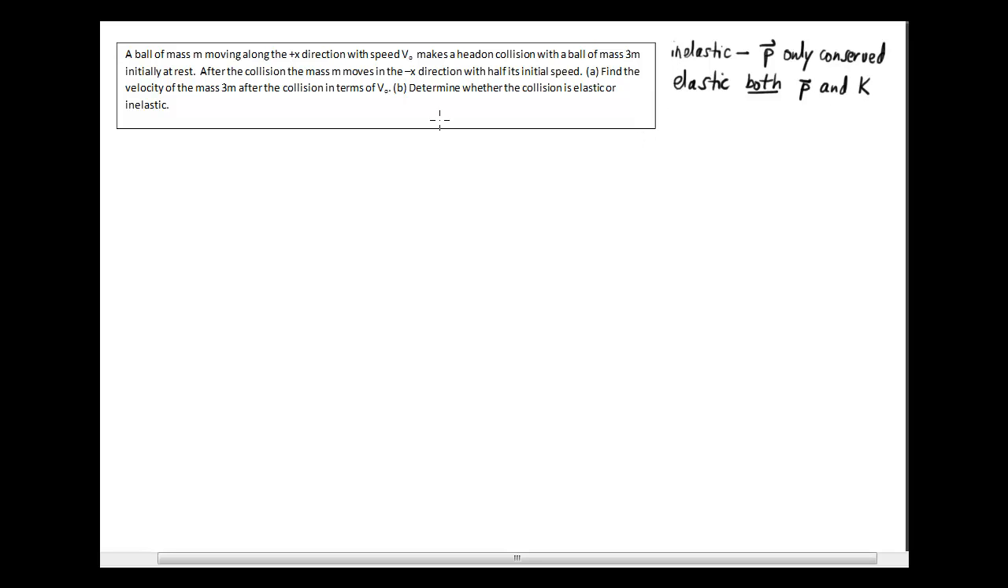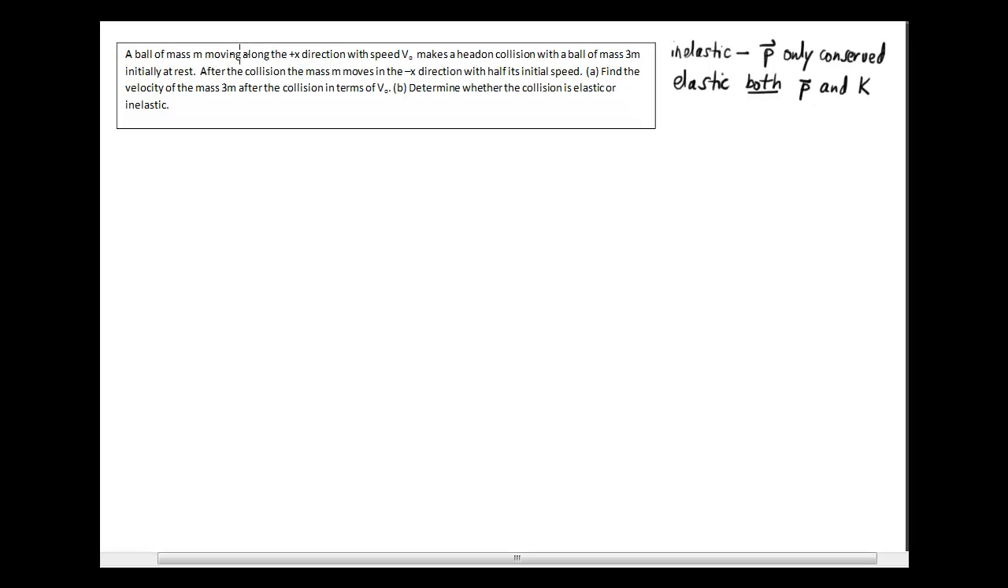So in this problem, we're not told ahead of time which kind of collision we have. We're going to use our answer to figure it out. And you'll notice that the common denominator here, both inelastic and elastic collisions, have the property that the total momentum is conserved. So first, let's read the problem and draw a sketch.